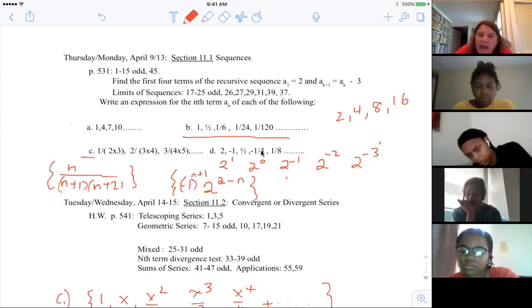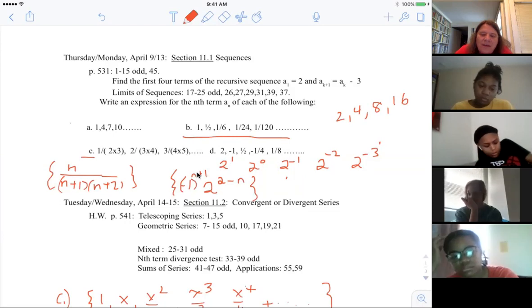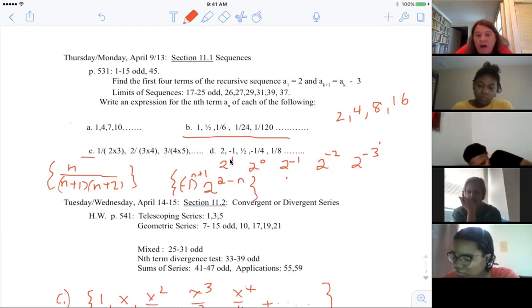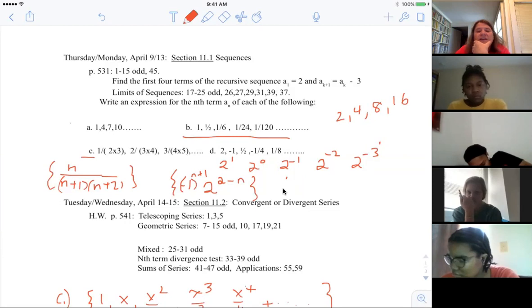So work out the pattern without the alternations first, and then see what you can do to make it alternate. If it starts positive, you want to add 1 to the exponent so you'll get an even number. If you start with an odd number, you want to add 1 to it to get an even number, and so on. So that's what I was looking at there.